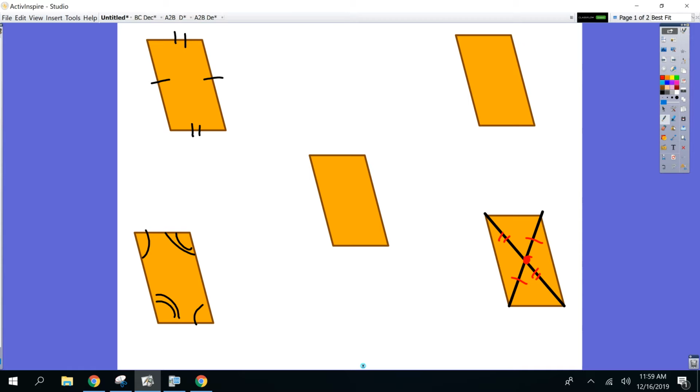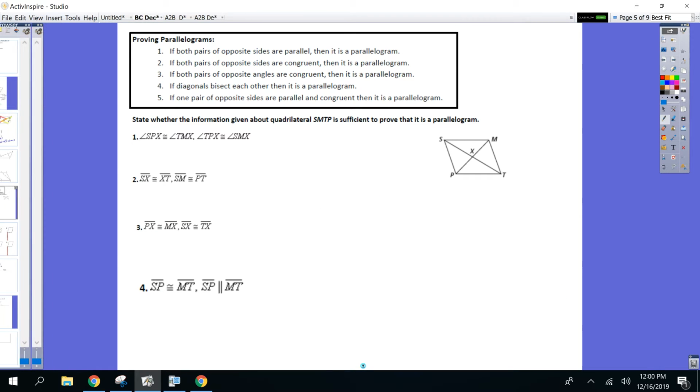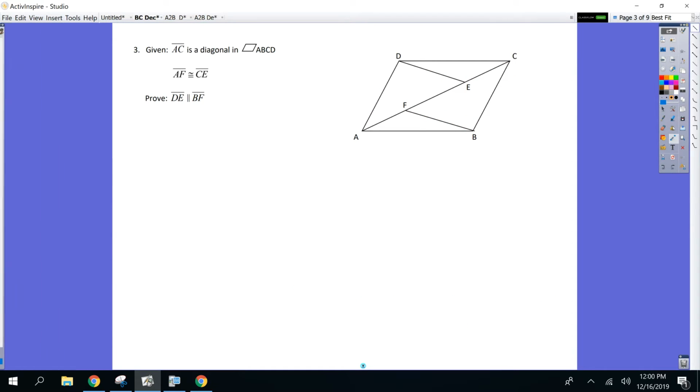Everybody good? Speaking of diagonals, I meant to do this with the homework. Go back to my example here that I went over with you guys. Quick question for you. Is that a diagonal I just drew in? So is AC getting bisected? No. Not unless both diagonals are drawn in, and that orange line certainly is not a diagonal.